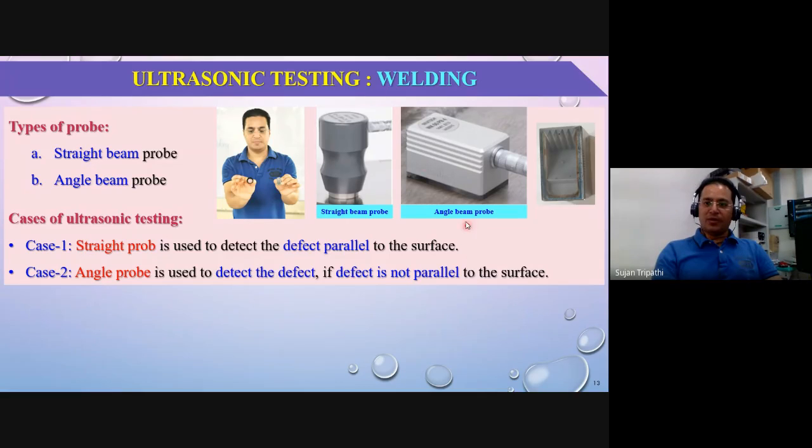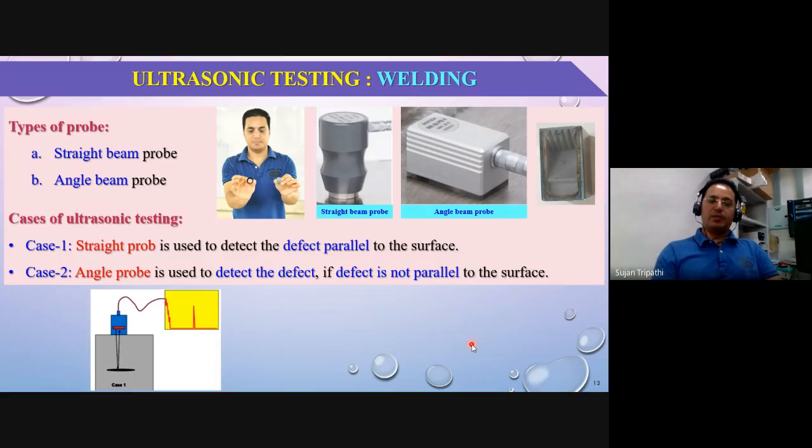Somebody may be confused because this angle probe has a smooth, parallel surface. We cannot see the angle here. But inside it there is an angle configuration. They have an inclined configuration to produce angle beams. So these two probes are used for different purposes. The straight probe is used to detect defects which are parallel to the surface, and the angle probe is used to detect defects which are not parallel to the surface.